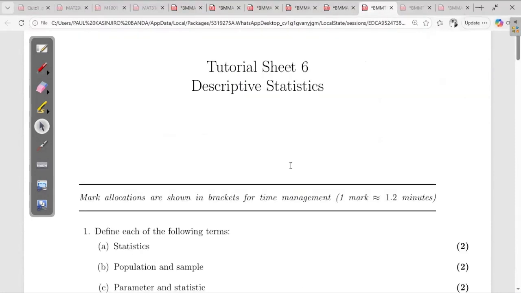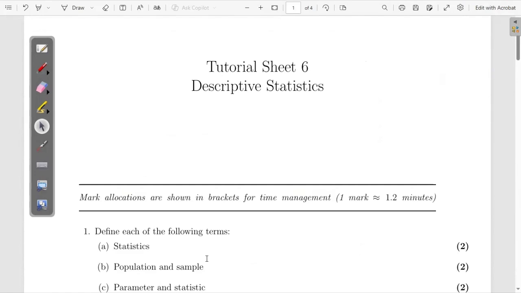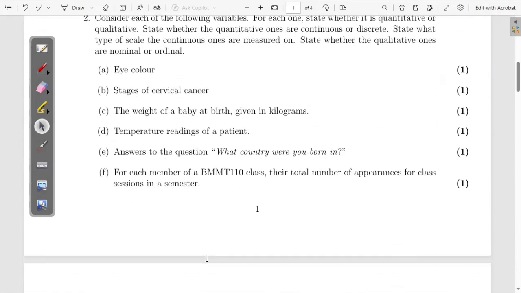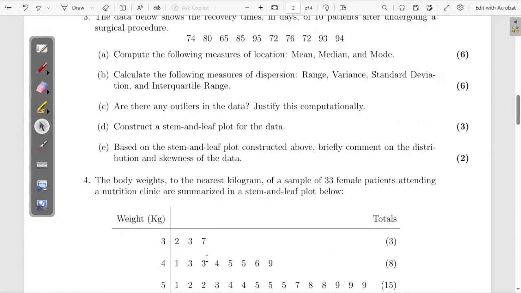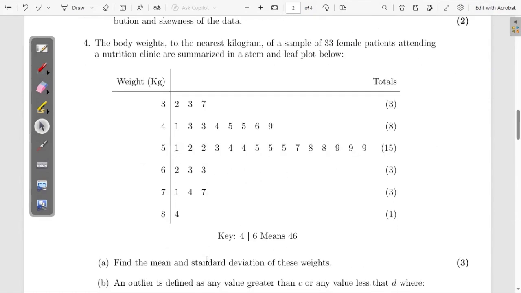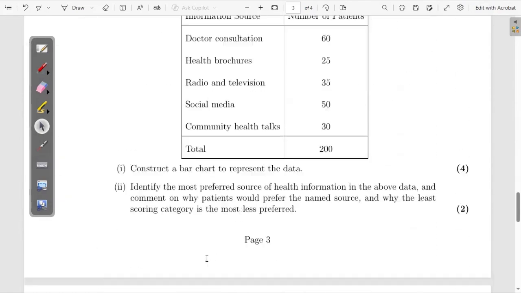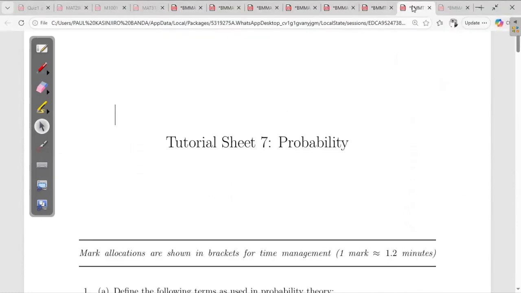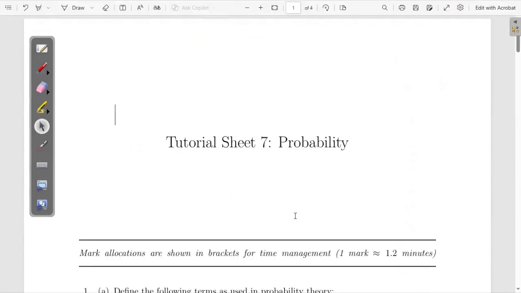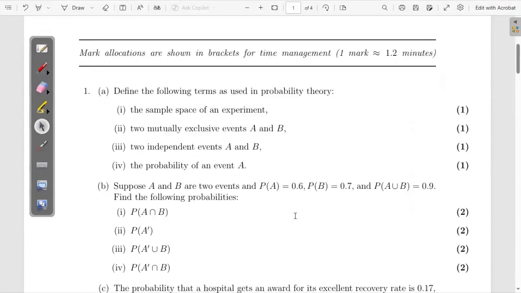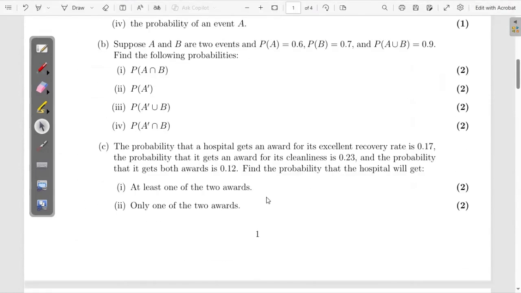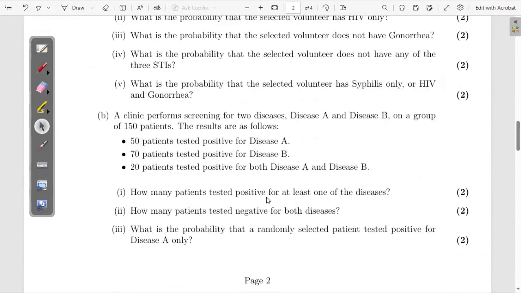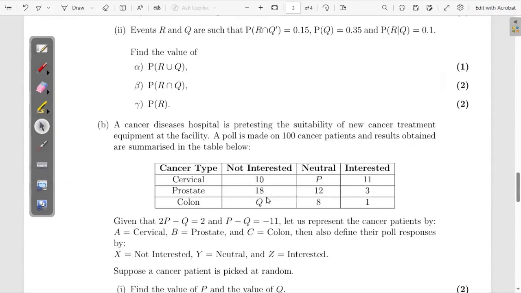Tutorial sheet 6 is on descriptive statistics. Again, we've done justice to this tutorial sheet. We've explained all the concepts clearly and you can access them on the website. All these questions have been solved. Tutorial sheet 7, which will be the last tutorial sheet, on probability for semester 1, has also been solved. All these questions that you can see here have been solved and they're available on the website.